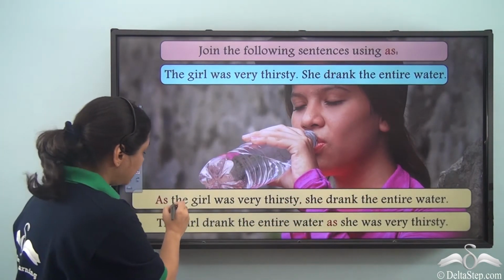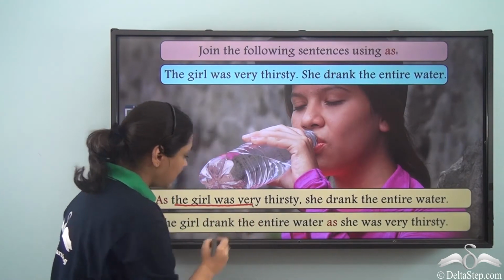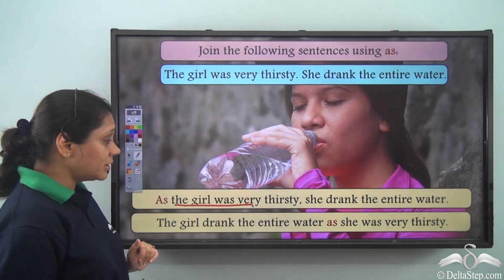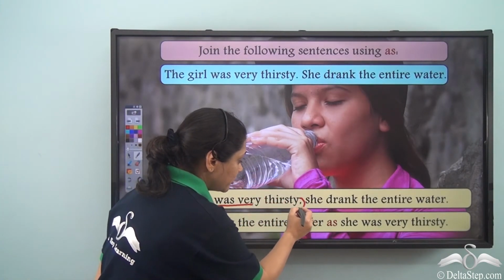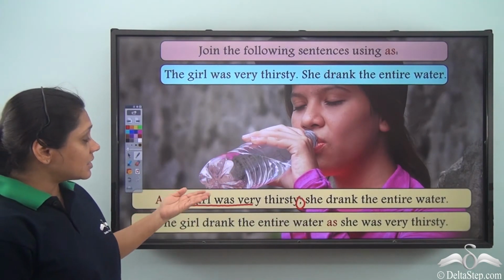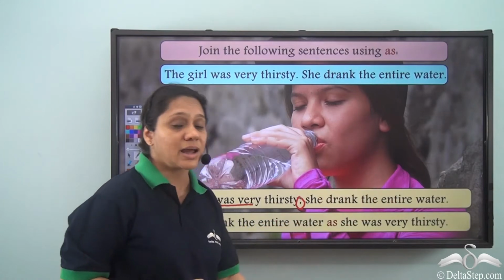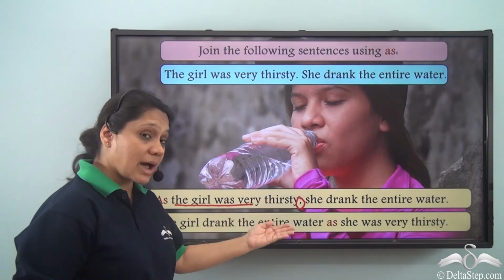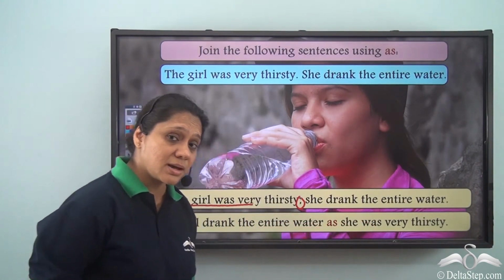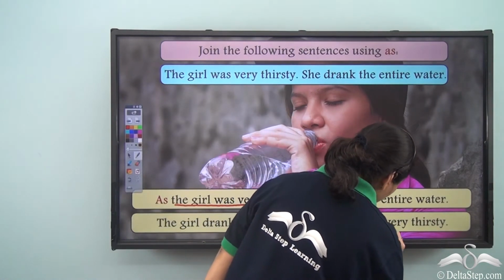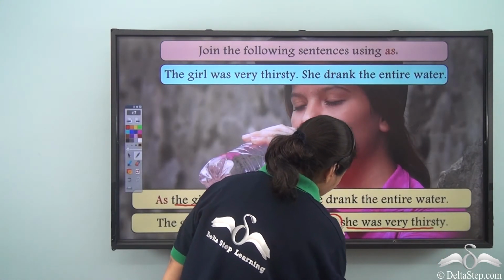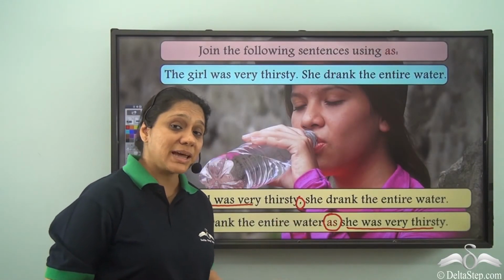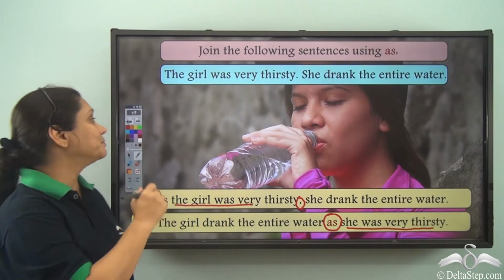What are we seeing? The reason, the girl was very thirsty, is being written after as. When we are starting the sentence with the conjunction, we are putting a comma, which is very important. As the girl was thirsty, she drank the entire water. We can also join it as, the girl drank the entire water as she was very thirsty. Please note the reason, she was very thirsty, is being written after as. And because as is written in the middle of the sentence, there is no need for a comma here.